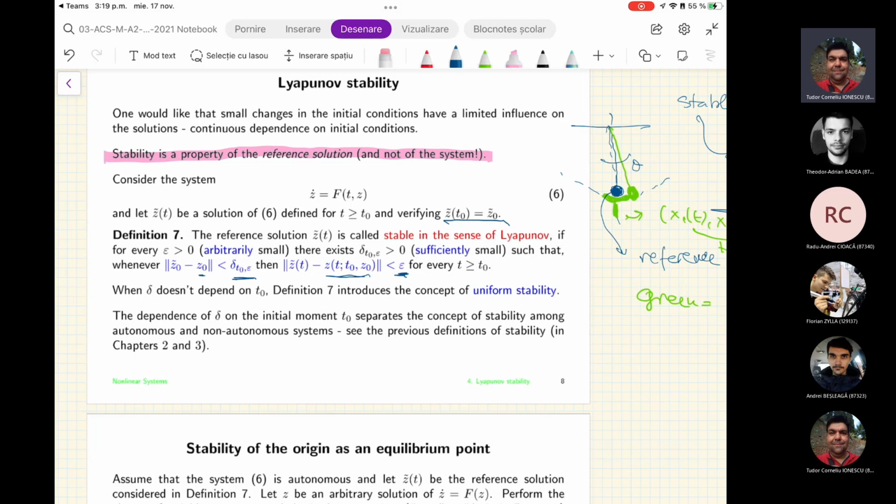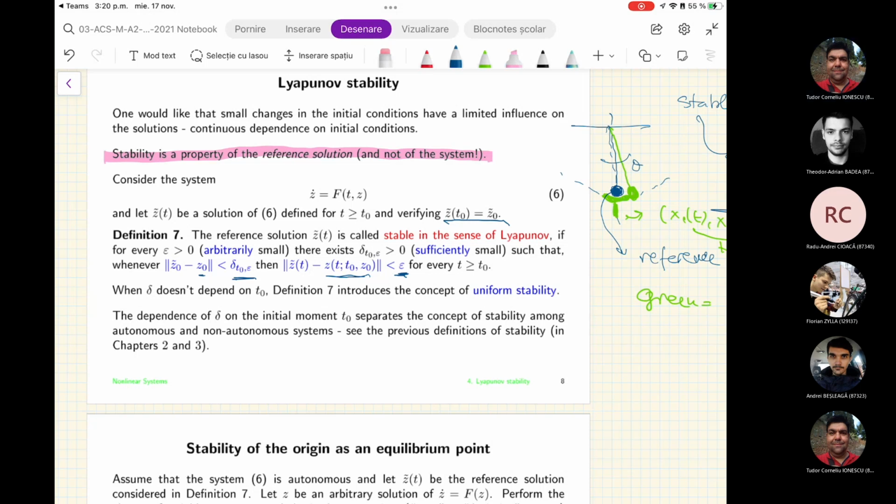The epsilon definitions are not good for practice. So probably we'll need some very nice theorems and results to help us get some very nice checkable conditions we can easily verify to check whether an equilibrium point is stable or not.